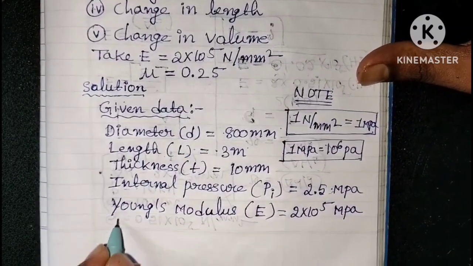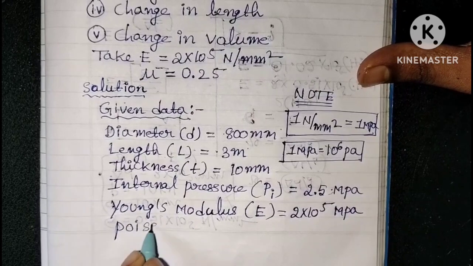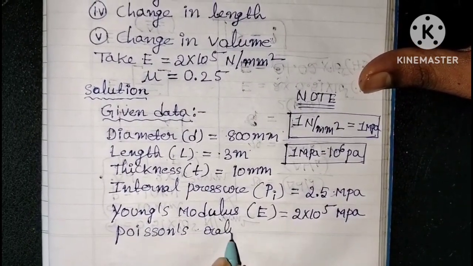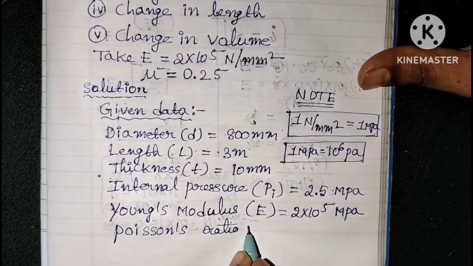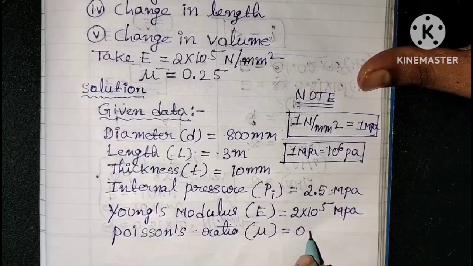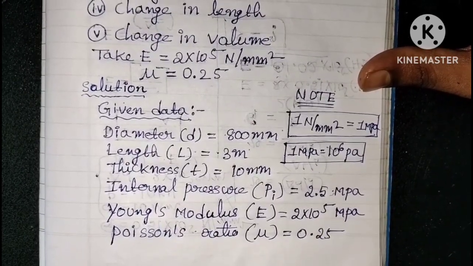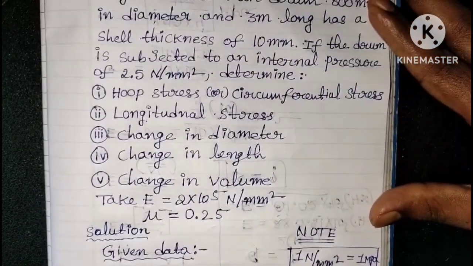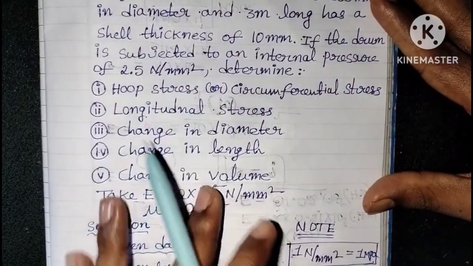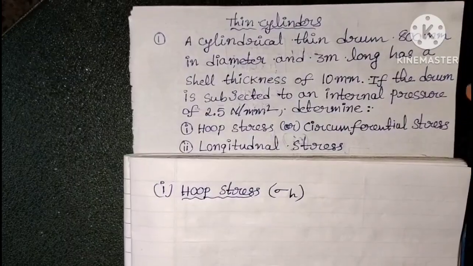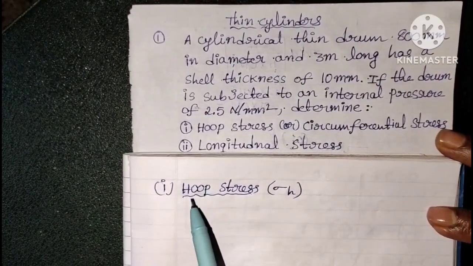And here mu means Poisson's ratio. Mu is equal to 0.25. Okay. First of all, let us find hoop stress. How to find hoop stress. Let us find hoop stress. Hoop stress denoted by sigma h or sigma c. Hoop stress or circumferential stress.